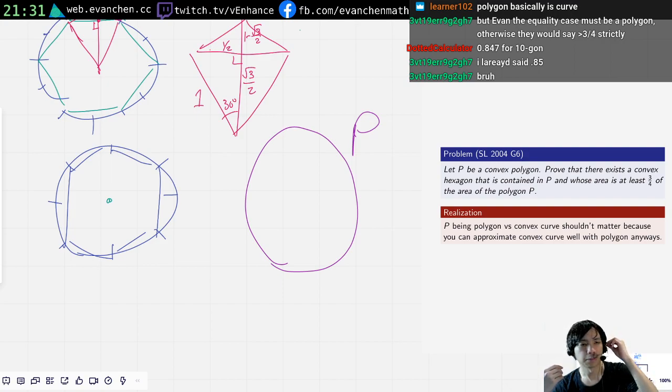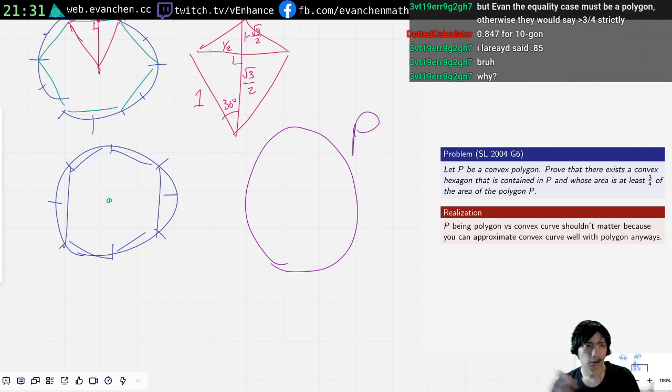Equality case must be a polygon, otherwise they would say greater than 3/4 strictly. No, I don't agree with this. I think it's completely reasonable to say at least 3/4, even if equality can occur. Here's the problem: we don't have an equality case that's a polygon. We haven't found one yet that gets you 3/4. Is there one that I'm not seeing?